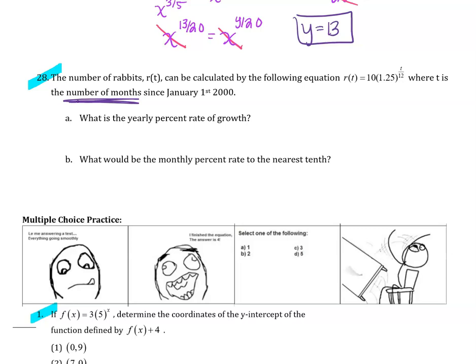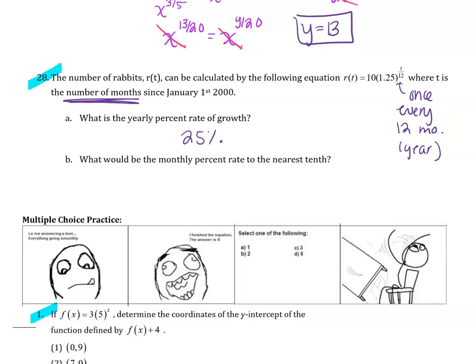All right, well, first of all, I got to look at this guy. This is saying I initially have 10 rabbits, and we're growing at a rate of 25% once every 12 months. That's how I read that. Here's the good news. Once every 12 months is a year. So when it asks me for the annual or the yearly percent rate of growth, I actually already know it. It's 25%. I can just read that now from the problem.